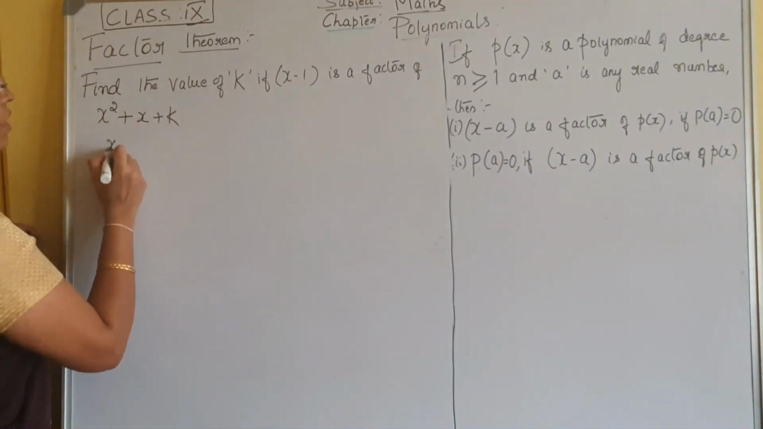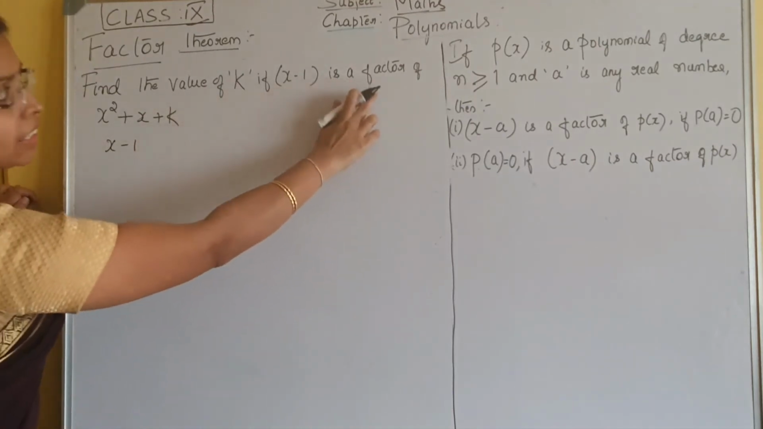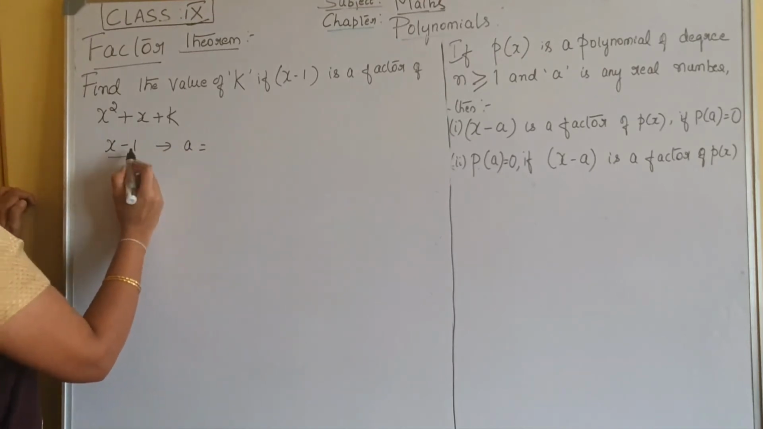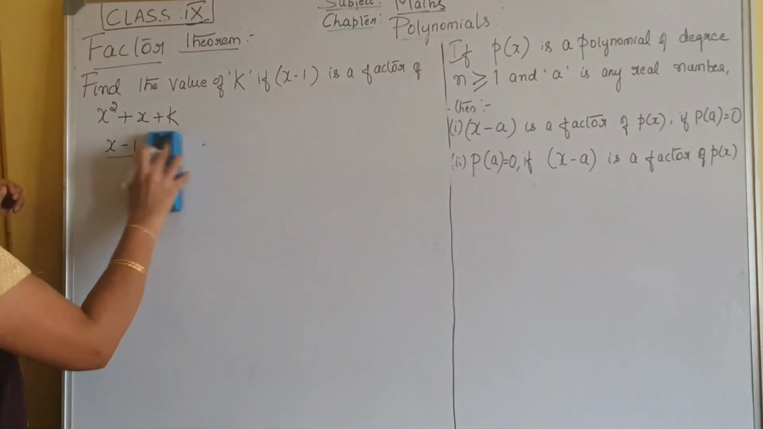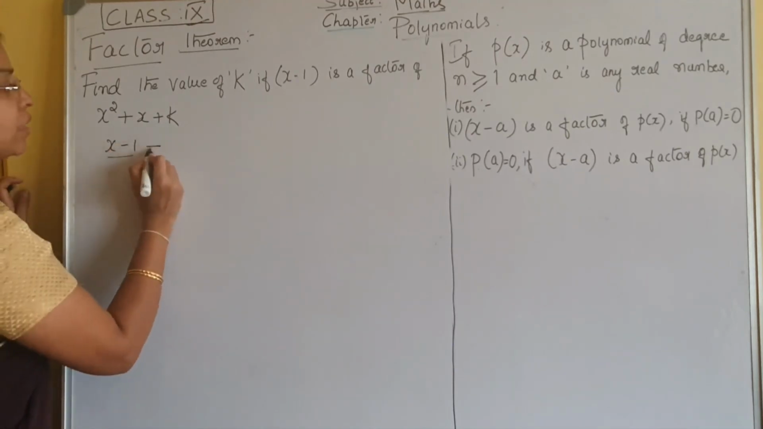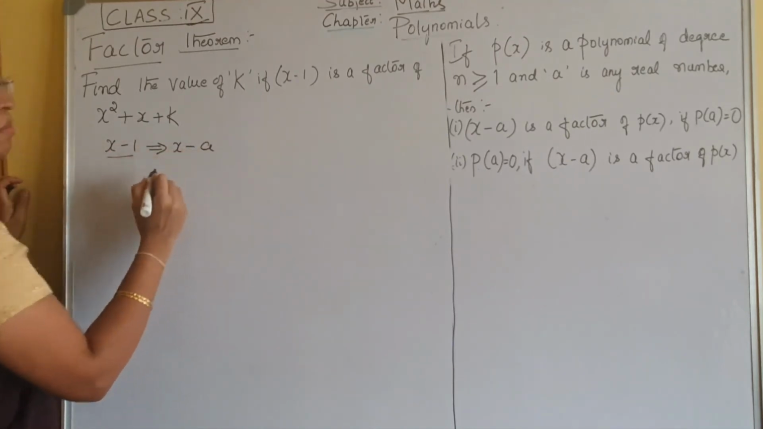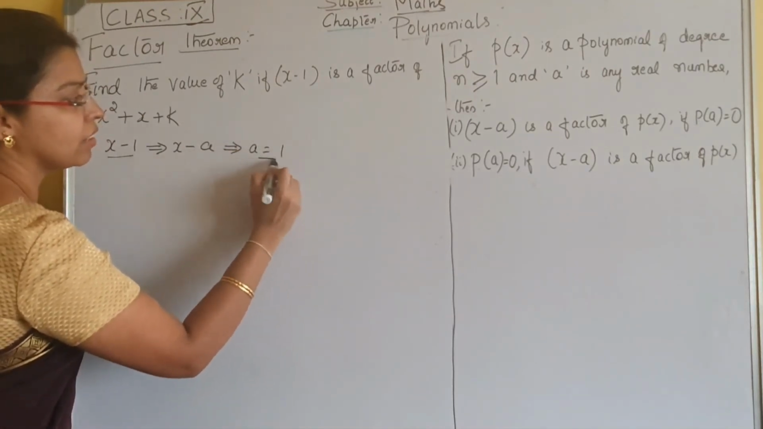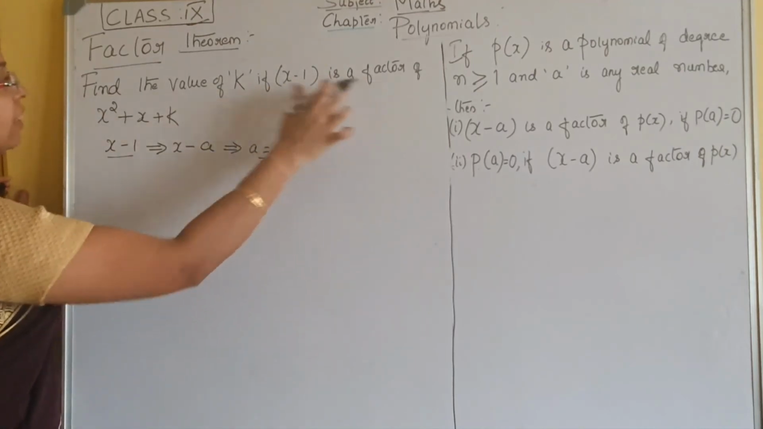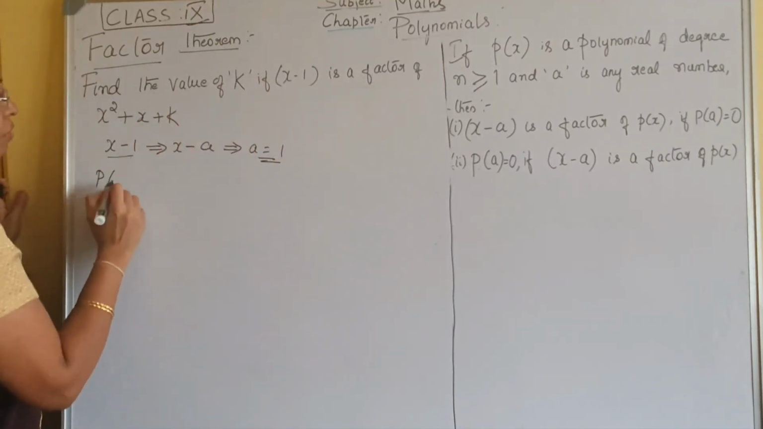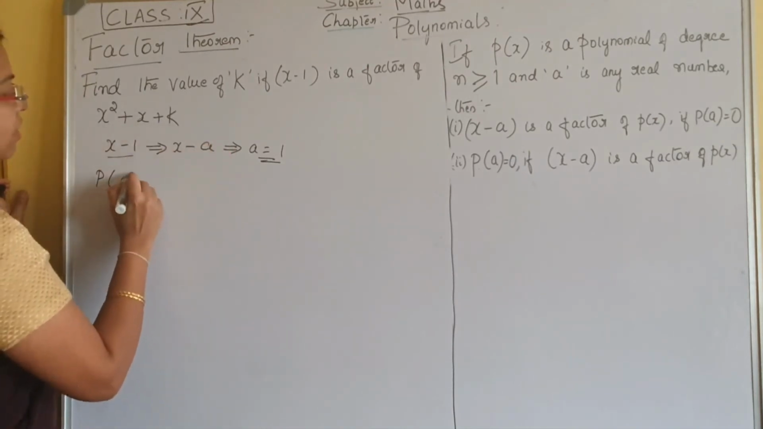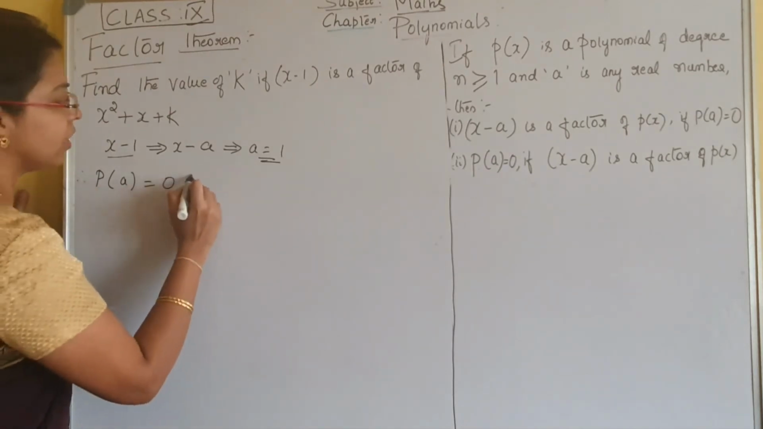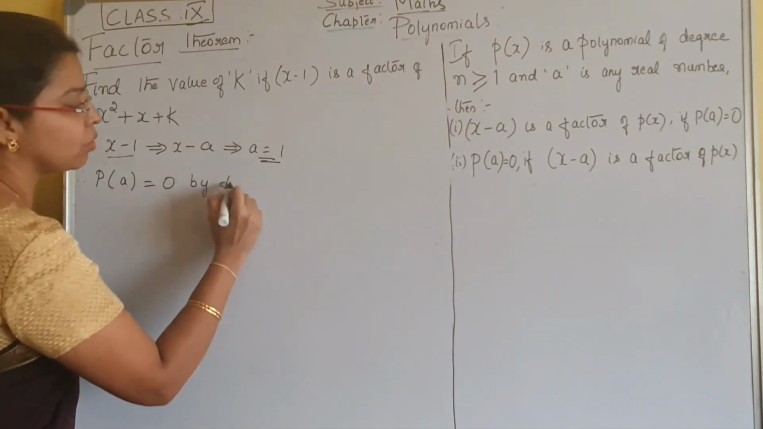So x minus 1 is a factor. x minus 1 is already a factor they have given. What is the value of a here? This is equated to, this you always remember, it is equated to x minus a, not x plus a, x minus a. Therefore, this will give you the value of a, which is 1. Okay. If x minus 1 is a factor of this polynomial, then P of a will be 0 by factor theorem.